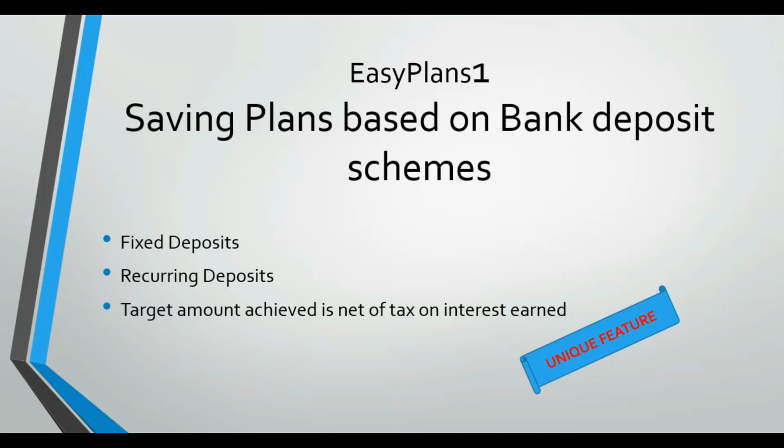But if you do not have a lump sum amount available readily right now, then you can opt for a recurring deposit scheme where a fixed sum is deposited every month for a fixed period, which is generally in multiples of 3 months and goes up to 10 years. My model will ensure that the target amount that you wish to have is net of tax which is to be paid on the interest earned.